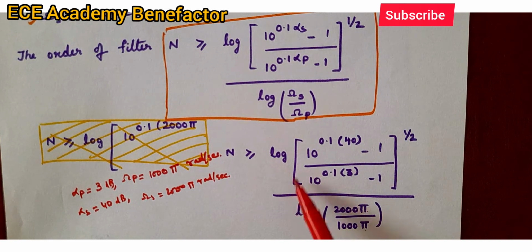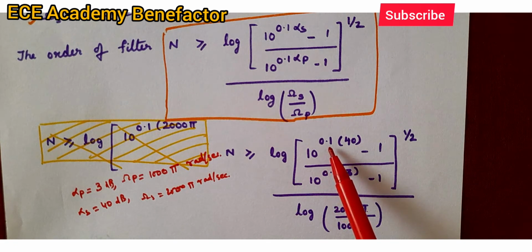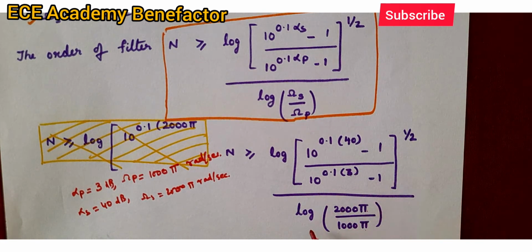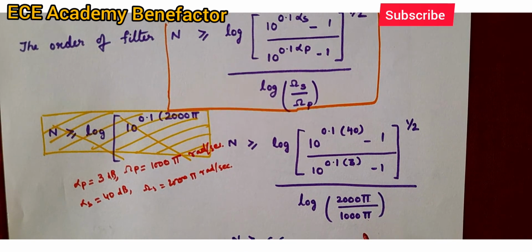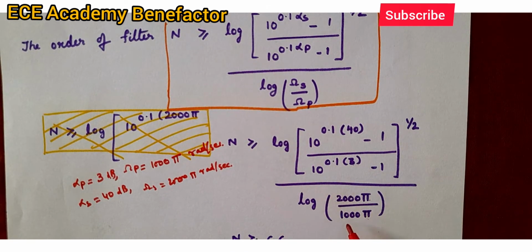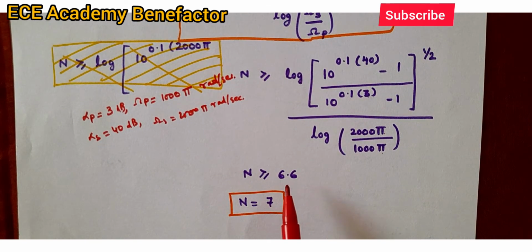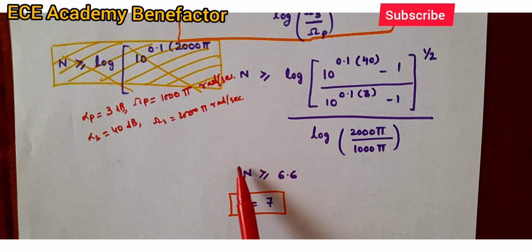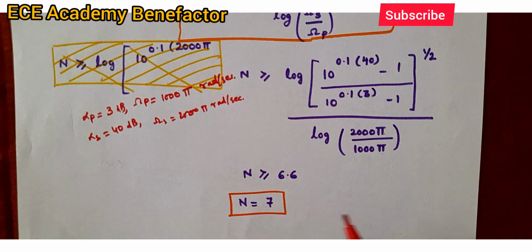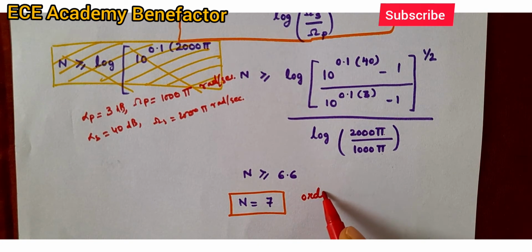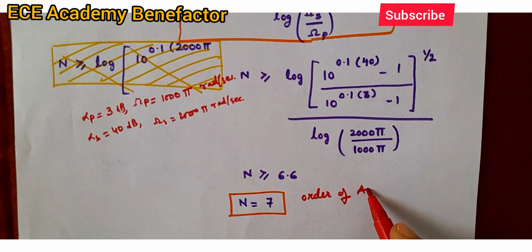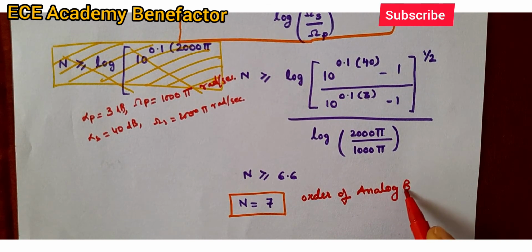So we get log of root over 10 to the power of 0.1 into 40 minus 1 by 10 to the power of 0.1 multiplied by 3 minus 1, divided by log of 2000 pi by 1000 pi. On solving this equation, we get n value as 6.6. So what we have to do? We have to round it off to the next higher integer. So n will become 7. The order of the analog Butterworth filter is 7.